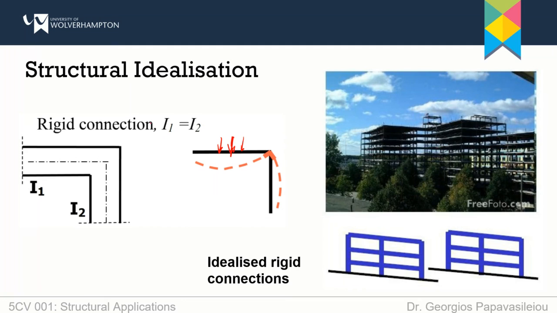So using this modeling, we can model much larger structures, for example, these frames, these space frames that you see over here. We can model them with these plane frames, provided, of course, that the conditions allow that.